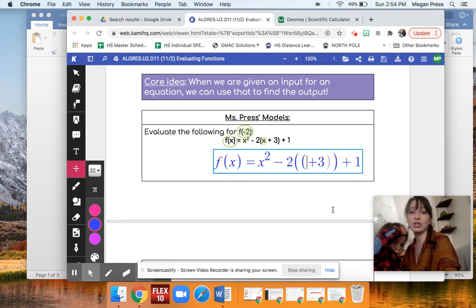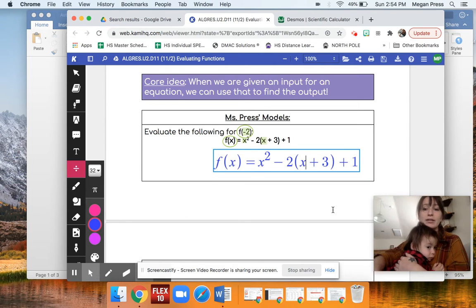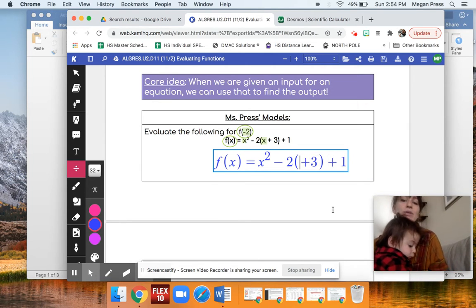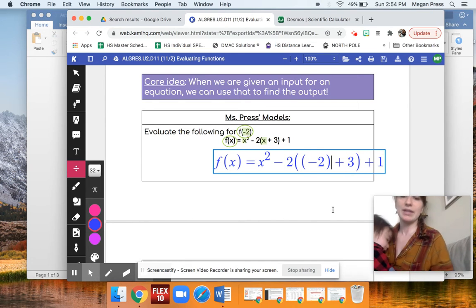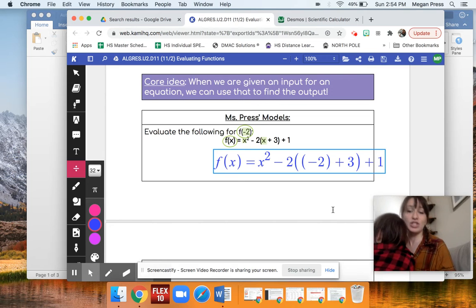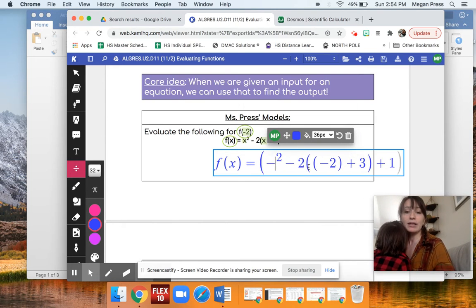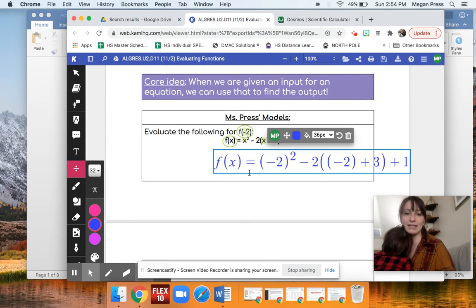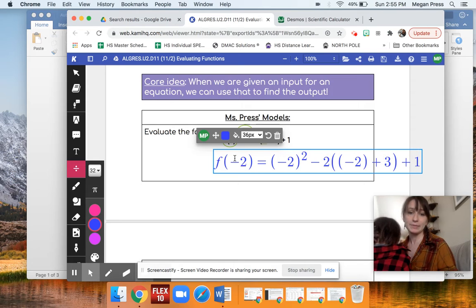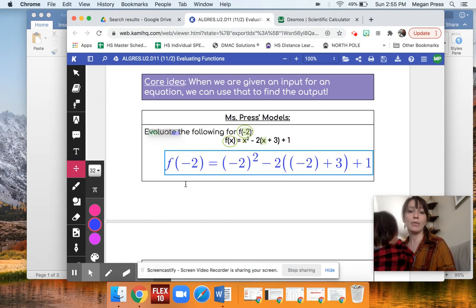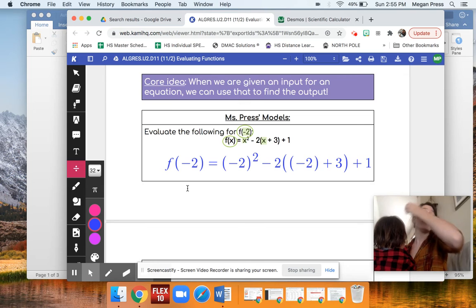So I'm going to show how that should have looked if I did it right. I had an x here. I know I can substitute x for negative 2. So I'm going to delete the x, replace it with a negative 2, just like that, and put parentheses around it. And every single x needs to get replaced with a negative 2 exactly the same way. Even this one over here. Okay, so I'm saying f of negative 2 is going to equal this whole thing over here.